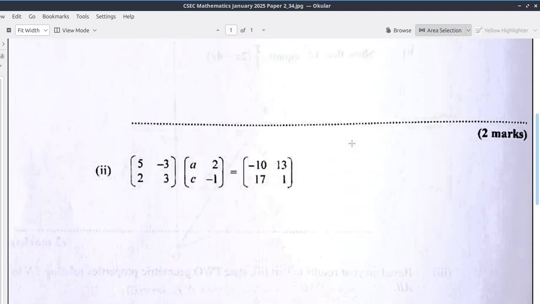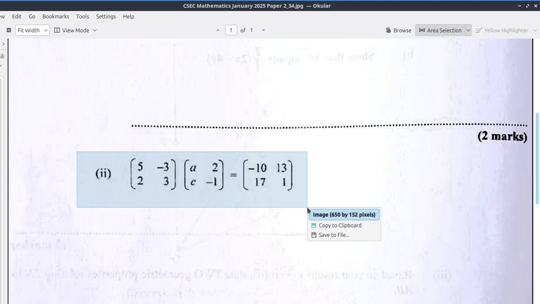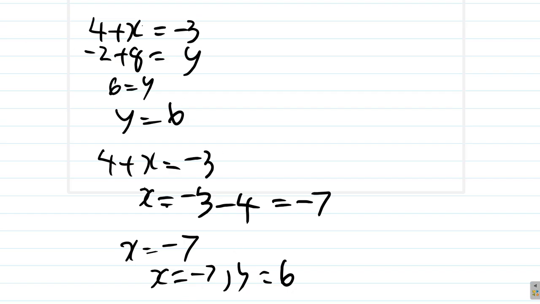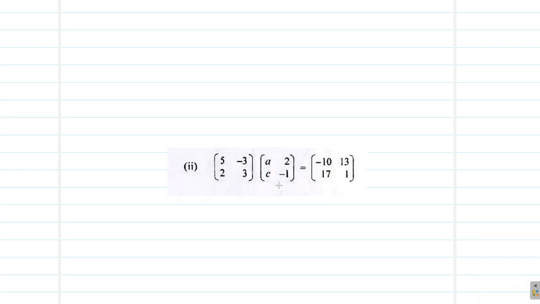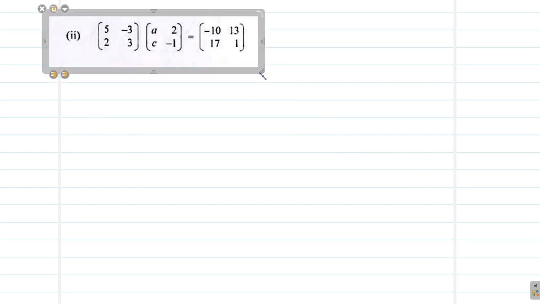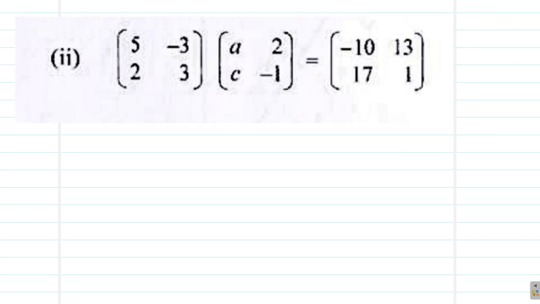4 marks now. In this case, this is what you have. We're going to multiply two matrices, which is harder. That's why they give 4 marks, even though they give 2 marks for the addition part, the first. Alright, so we want A and C, the unknowns.